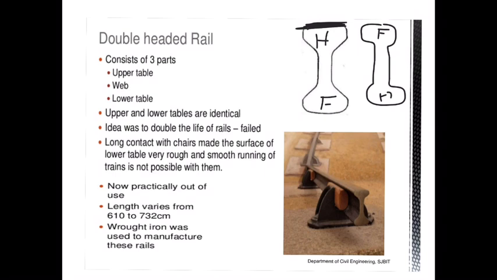But by experience it has been found that once the head is worn out, there are chances that undulations or irregularities also develop in the foot section, and this foot section cannot be used as the head section. That is the reason nowadays we no longer use double headed rails in the construction of railway tracks.